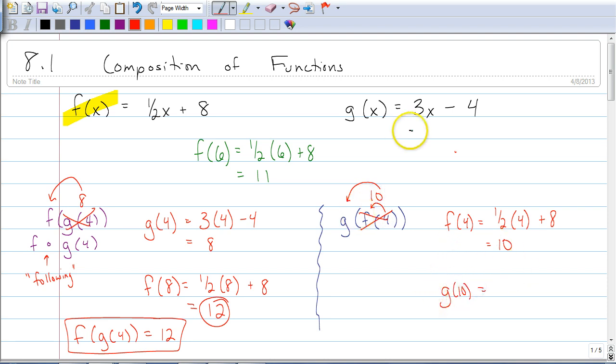g tells us to take 3 times whatever x is, so 3 times 10 minus 4. Well, 3 times 10 is 30. 30 minus 4 is 26. So your answer here would be 26. Again, that's your final answer.